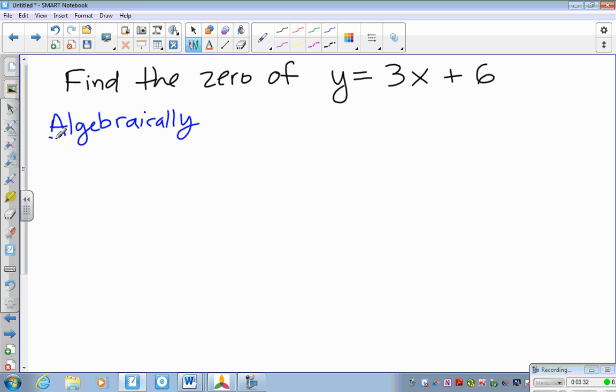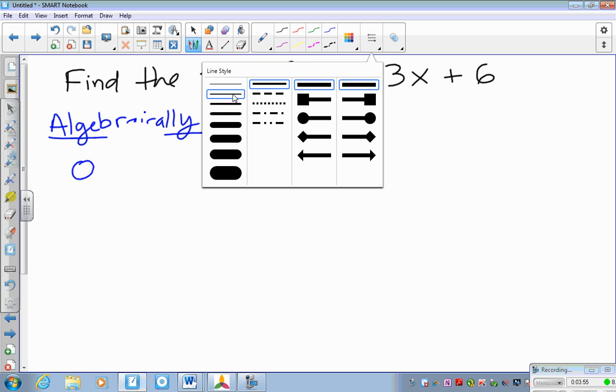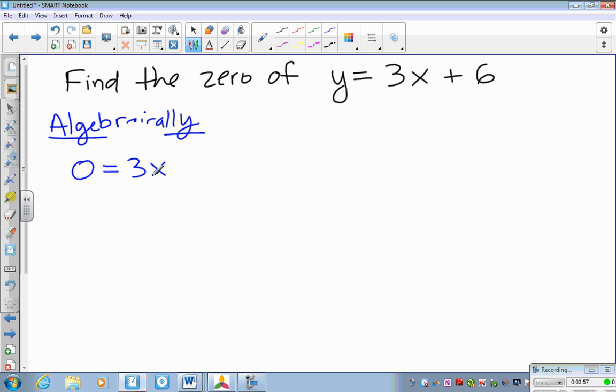So there's no graph in this. To solve the zero, remember zero means the same thing as x-intercept, root, and solution, and that means set y equal to 0, because that's what an x-intercept is. So 0 equals, sorry, I had my brain on 2, but it is actually 3. 0 equals 3x plus 6. And so now you guys can just solve this for x.